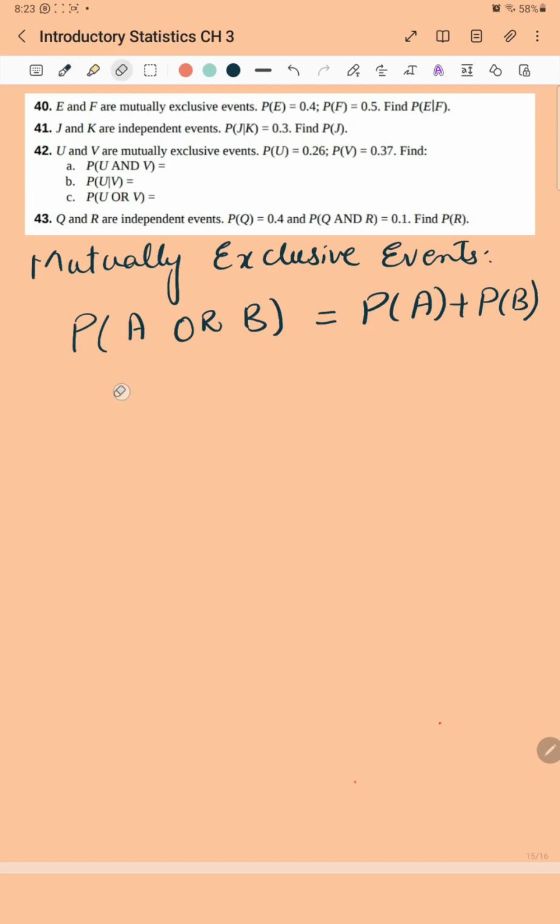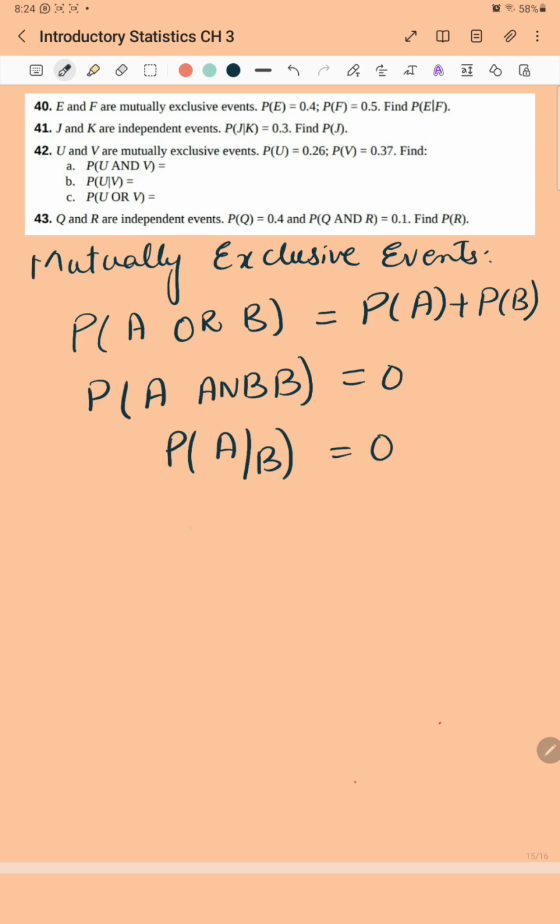Probability of A and B would be 0. Probability of A given B would be 0. Probability of B given A would be 0.